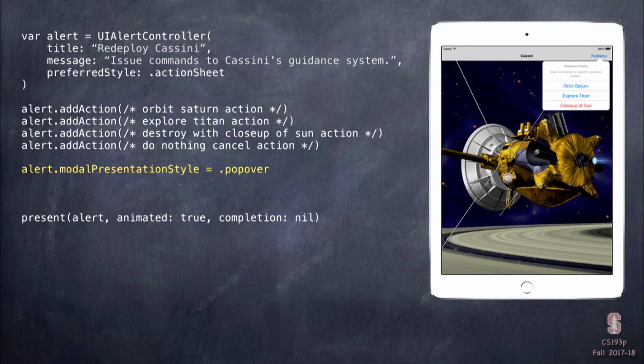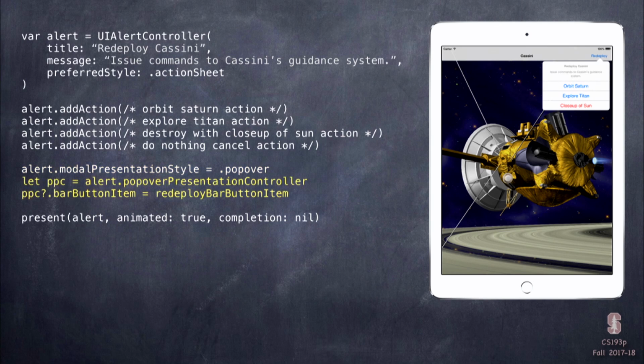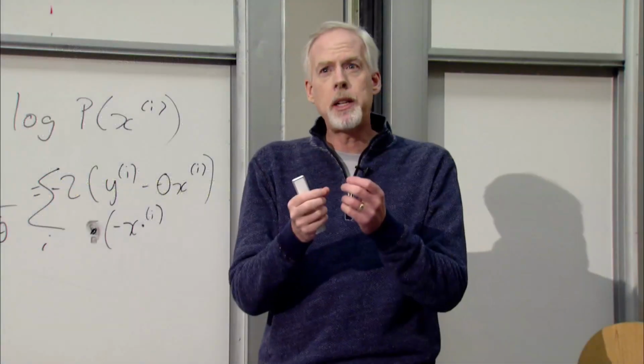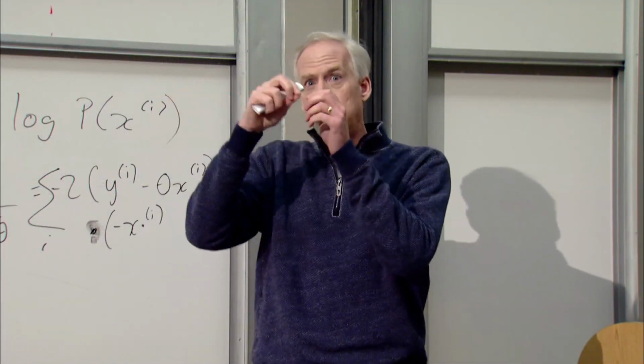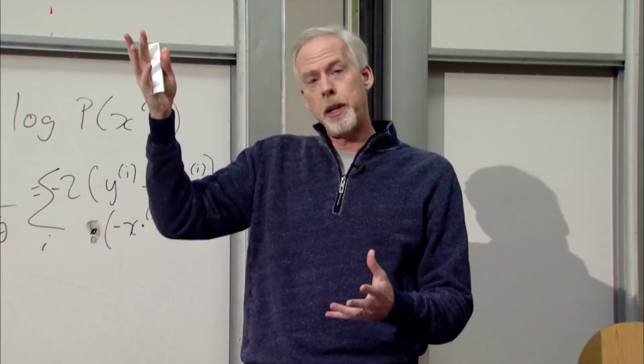But that's not quite enough, because I have to make it point at that little redeploy bar button item. The way I do that is I get the alert's popover presentation controller, which will be nil if you're not presenting it as a popover. One of the vars in a popover presentation controller is the bar button item that is presenting it. You can also specify an arbitrary rectangle, and the little triangle will point at that when it appears.